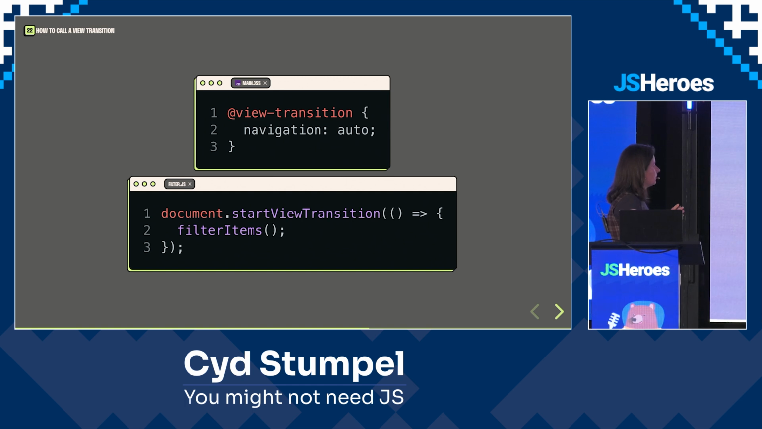So to call a view transition with CSS, between your pages, you say add view transition, and you set navigation to auto, which doesn't work in Firefox. But to call a view transition with JavaScript, you say document.startViewTransition, and then you call a function, and you do the thing you want to do within. So you remove items, or add items, or change the order of items, or the position of items.